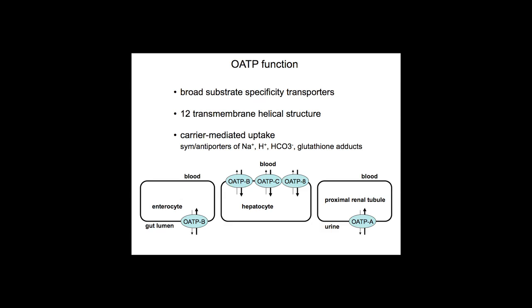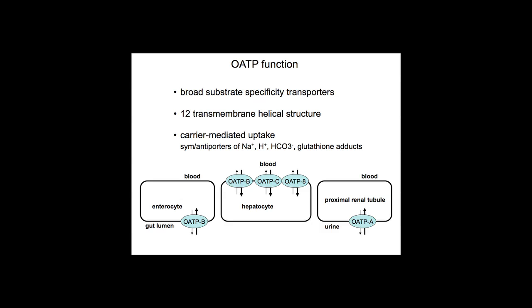So we've absorbed the molecule from the lumen of the gut, and now we're ready to send it off to the blood, perhaps, so that it can reach the hepatocyte. And if we move on to the hepatocyte, we see that the OATP B, C, and 8 are all known to localize in the hepatocyte and pump drug molecules into the liver cells from the blood.